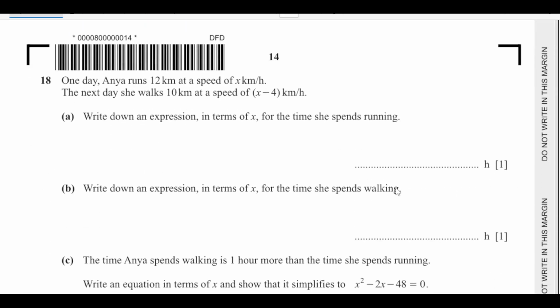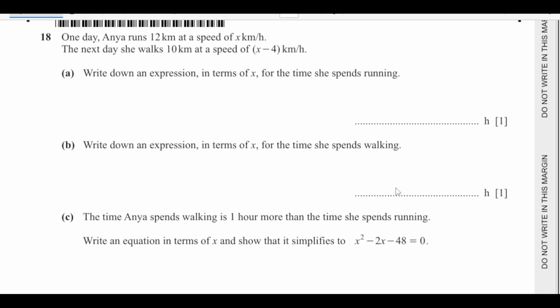Now number 18. One day Anaya runs 12 kilometers at a speed of x, right? So this is our distance, this is the speed. 12 kilometers at x kilometers per hour. Next day she walks 10 kilometers at the speed of this. So this is distance, this is again the speed. Write down an expression in terms of x for the time she spent.